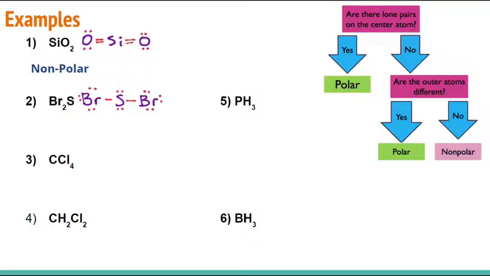With Br2, I instantly see that I do have lone pairs on my central atom. So instantly, before I even have to look at those outer atoms, it doesn't matter anymore. As soon as I see a lone pair on my center atom, then it's polar. In CCl4, I have got lots of lone pairs again, but none of them are on my central atom, so that's first a no. And then, are my outer atoms different? No. So this is nonpolar.